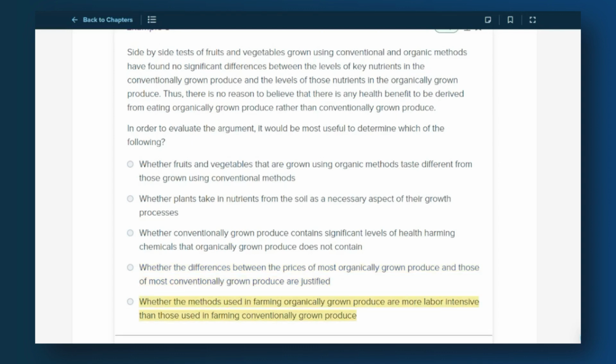E. Whether the methods used in farming organically grown produce are more labor intensive than those used in farming conventionally grown produce. Again, we're just talking about the health benefits here. Farm labor intensity is the purview of another argument, not this one. Our best answer is C. What do we have next?